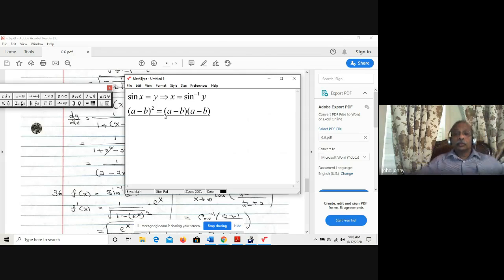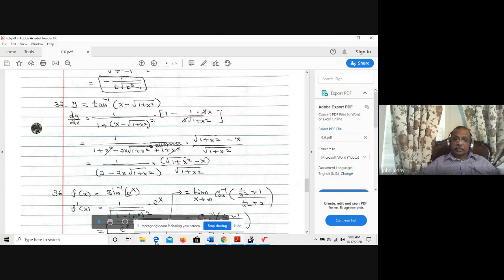And now you FOIL and then combine like terms. When you FOIL, you get a times a squared minus ab plus b squared. That means a squared minus 2ab plus b squared. So (a minus b) the whole squared is a squared minus 2ab plus b squared. You are using that formula here.